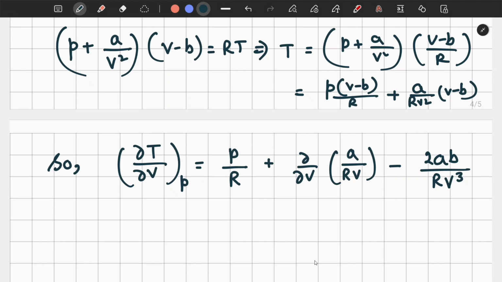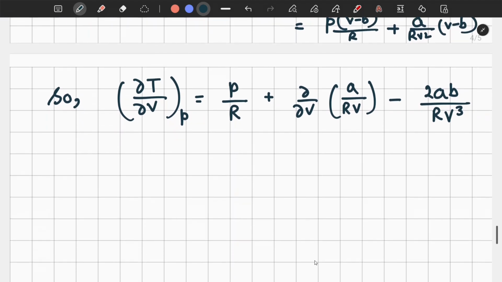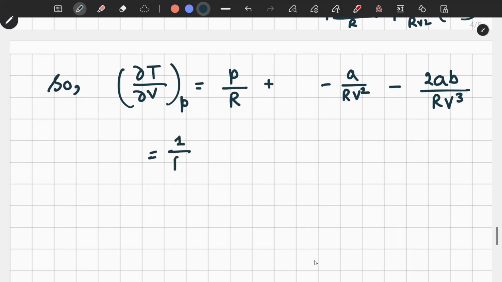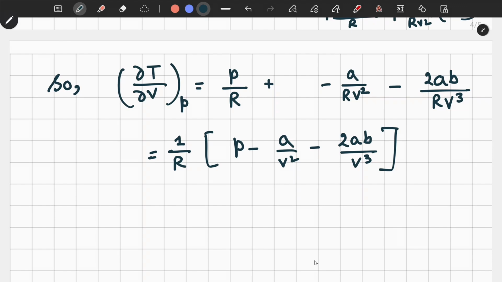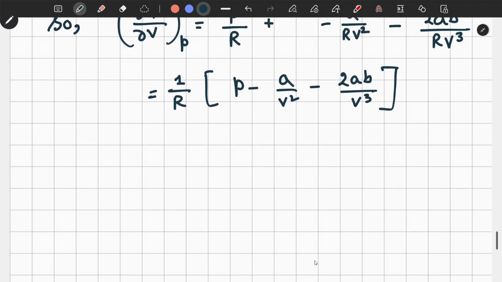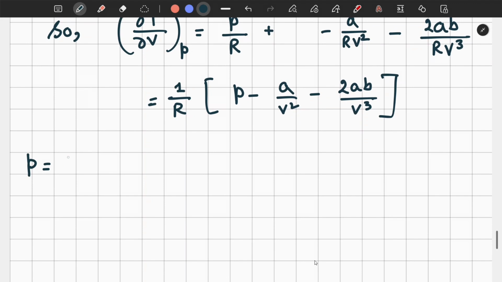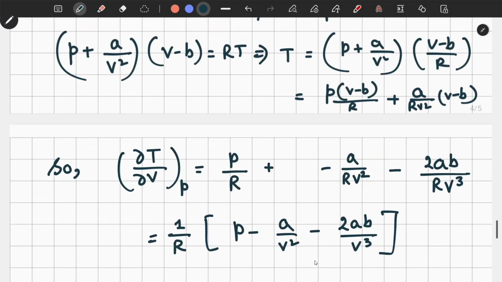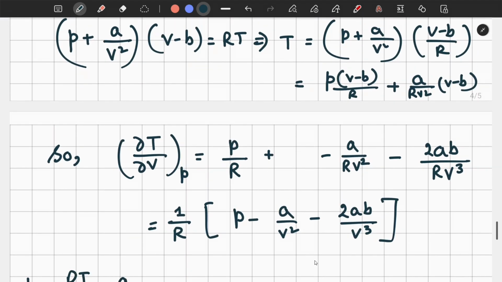Yes. So it is eventually this. Take the 1 by R out. Then it is P minus A by V square minus 2AB by V cube. And now you can invoke the P. P, you know, is RT by V minus B minus A by V square. Minus or plus? Something is wrong.